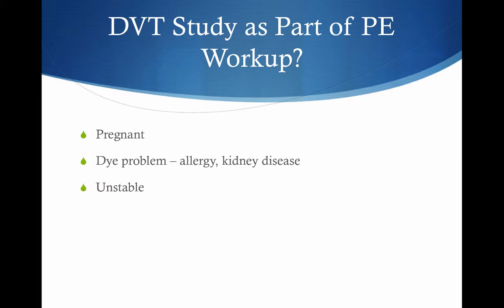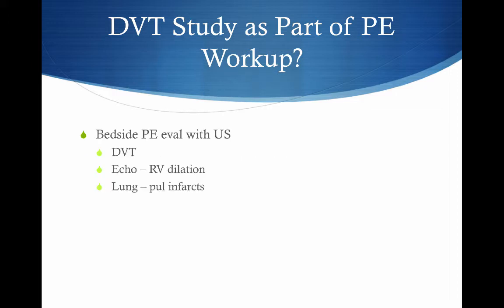Or maybe there's a problem with dye. They've got a documented allergy, or bad kidney disease with a creatinine of 7, and you can't send them for a CT PA right now. Or maybe they're just too unstable to go over to the CAT scanners. These are people where doing the DVT study can serve as diagnostic and as part of your workup for possible PE. Let's talk through how that might work.